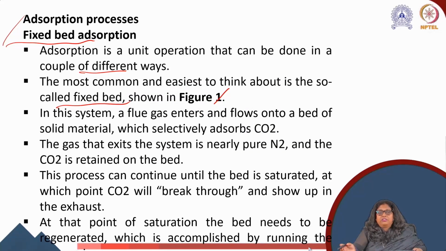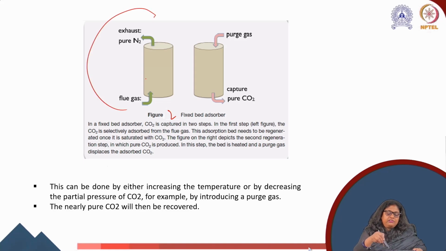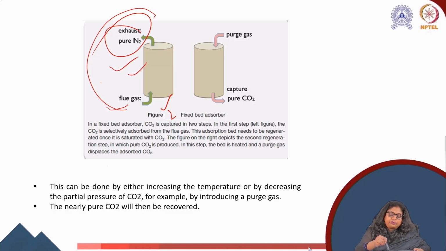So in this system, what is happening? Let's first see the system. This is a fixed bed adsorber. In a fixed bed adsorber, CO2 is captured in two steps. In the first step, which is shown on the left side, the CO2 is selectively adsorbed from the flue gases. Flue gas enters from the bottom, and at the exhaust we get pure N2. There is selective adsorption in this particular adsorber, so CO2 is selectively adsorbed from the flue gas.